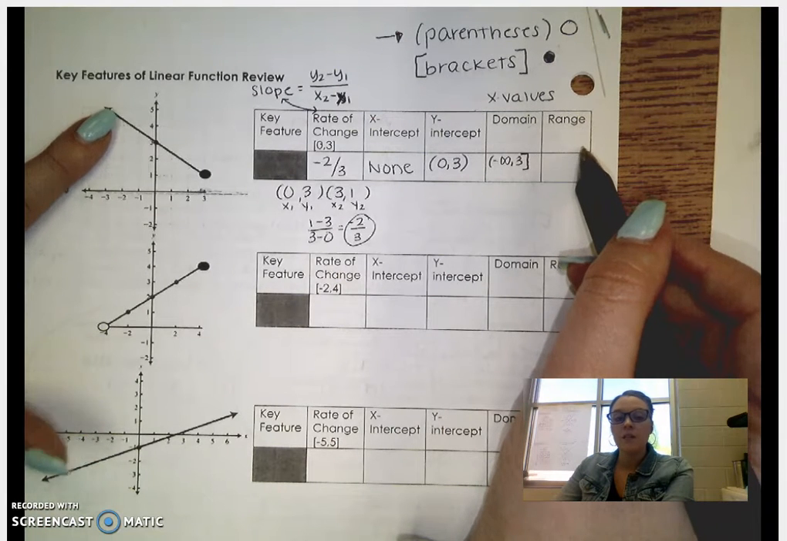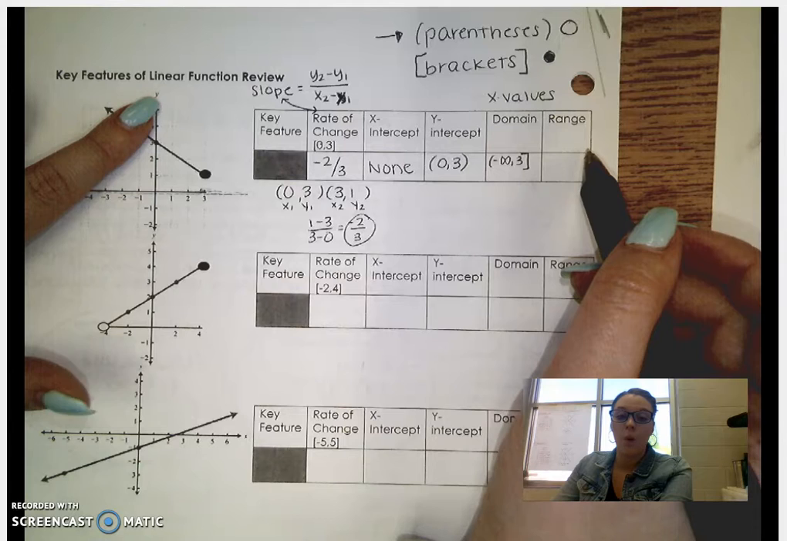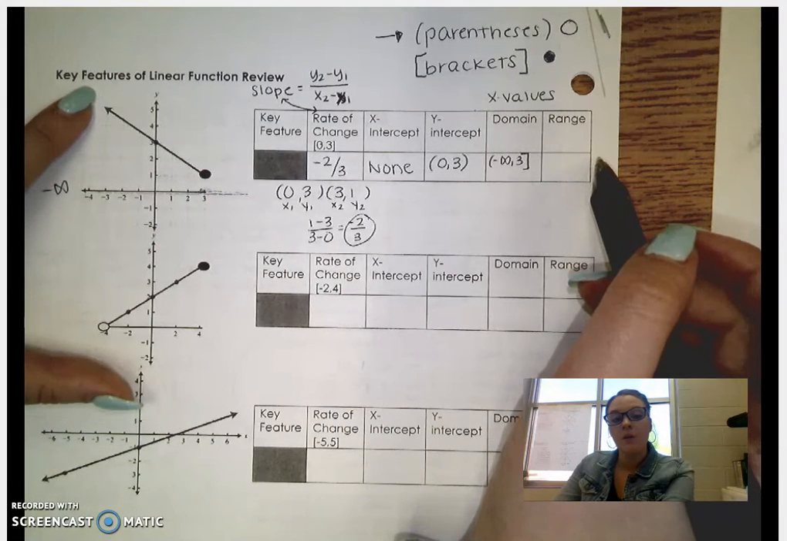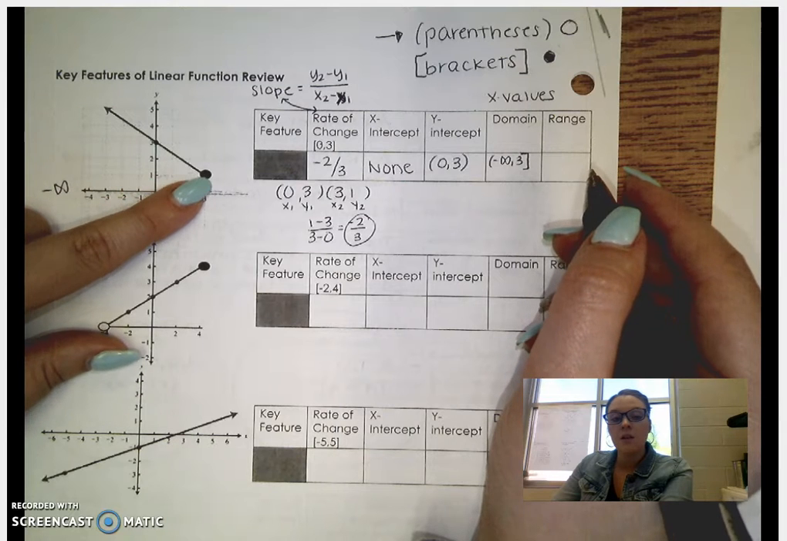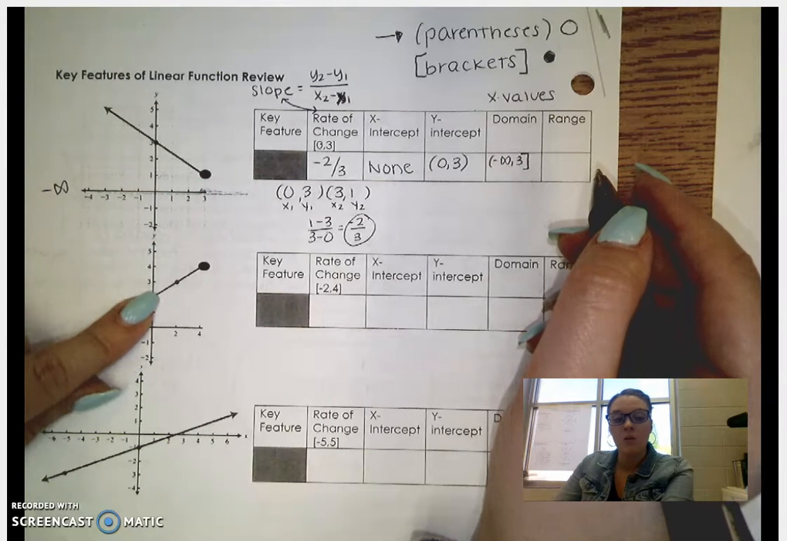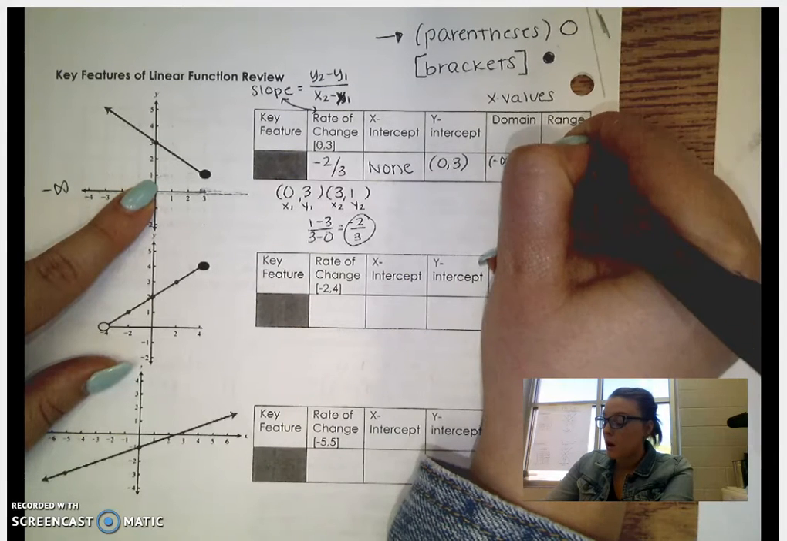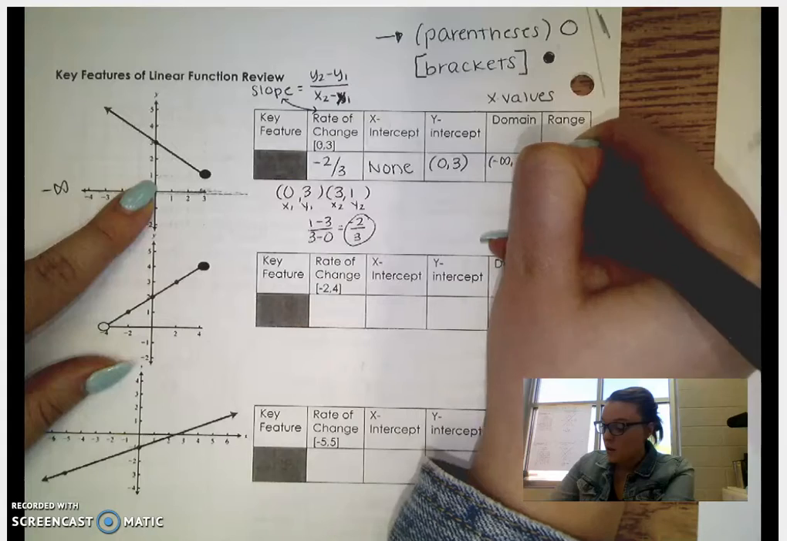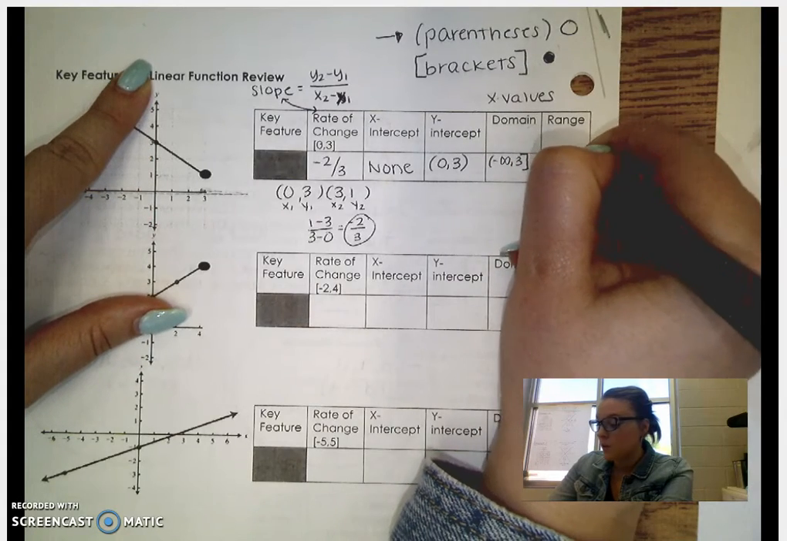The range is very similar, but instead of focusing on the x-axis, you're solely focusing on the y-axis. Our range is going up forever, so that would be to positive infinity. It starts down here at 1. It never goes below 1. So my smallest y value is positive 1, and it's included, so I'm going to use a bracket. So positive 1, and it goes up forever to infinity.